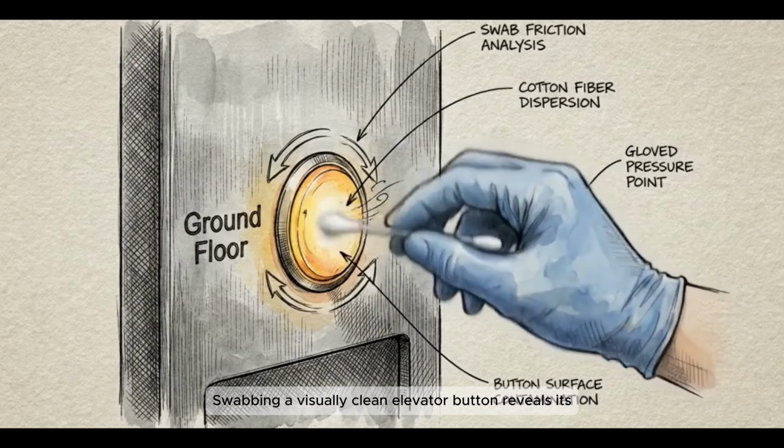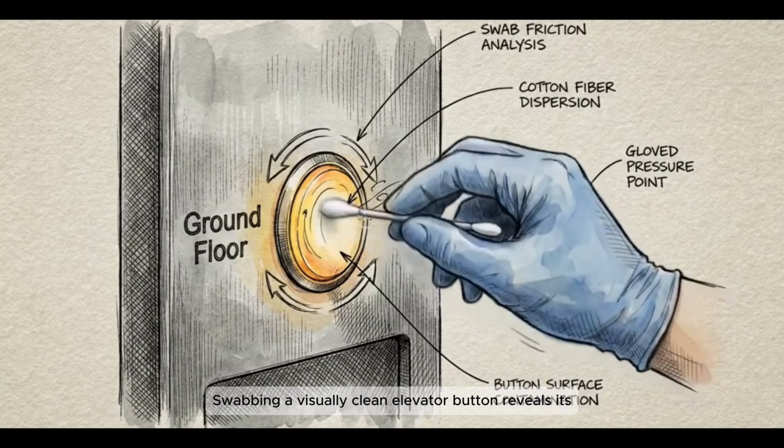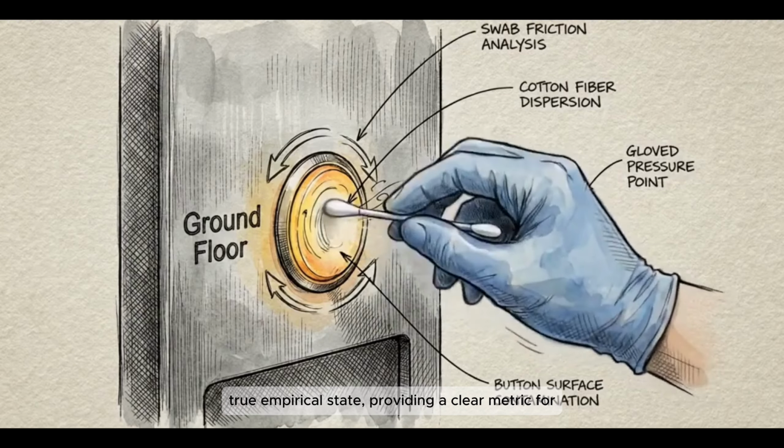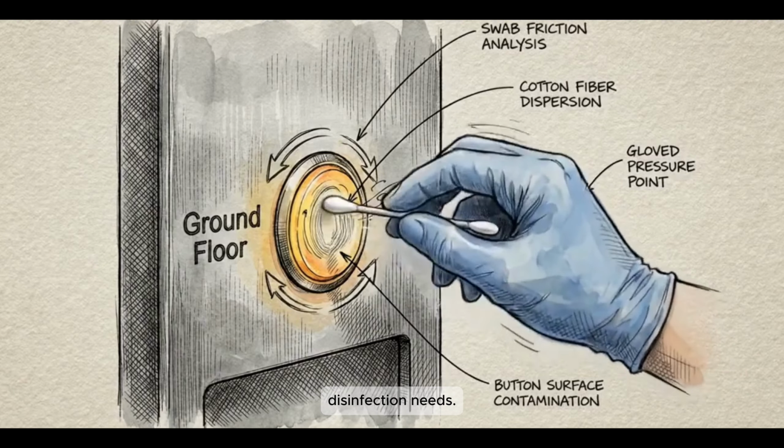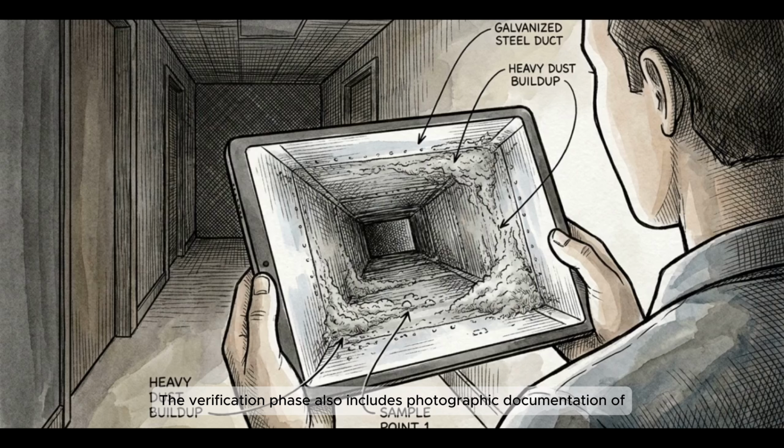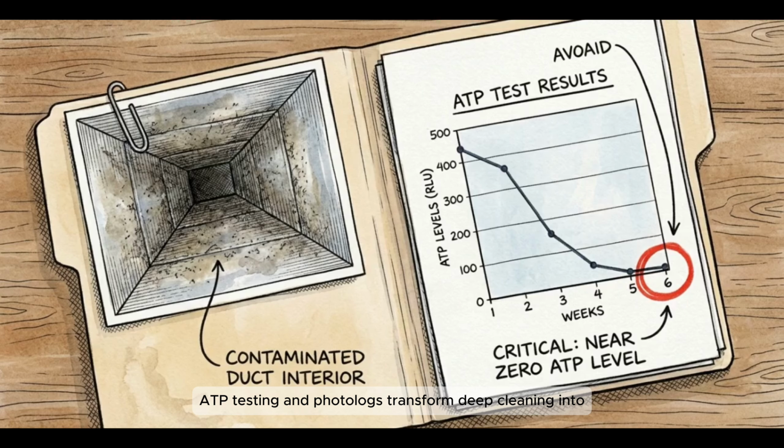Swabbing a visually clean elevator button reveals its true empirical state: providing a clear metric for disinfection needs. The verification phase also includes photographic documentation of hidden areas, such as the interiors of air ducts and subflooring. ATP testing and photo logs transform deep cleaning into a quantifiable, proven result.